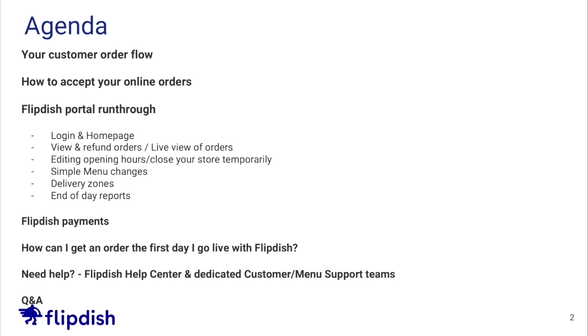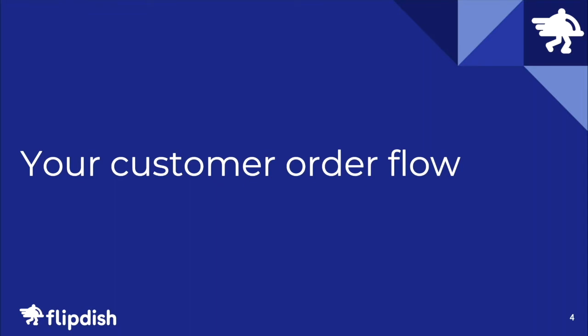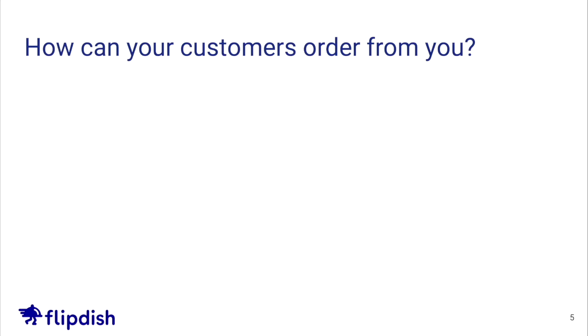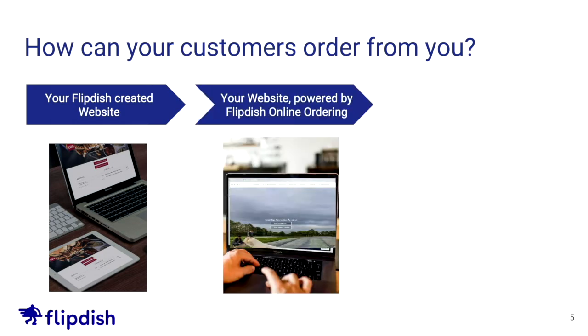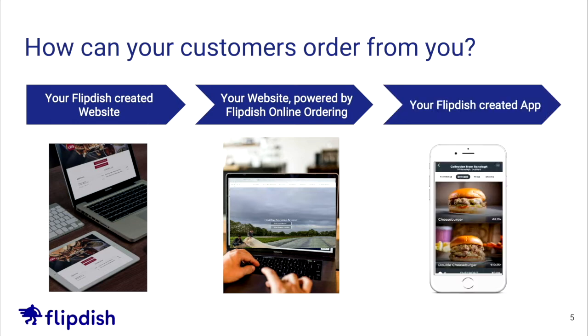So let's get started. First, let's look at how your customers will be ordering through your Powered by Flipdish platform. There are 3 ways that your customers can order. Number 1, we have built you a website. Number 2, you already have your own website and you've added an online order option which is powered by Flipdish. Number 3, we have built you an app. For most of our customers, they would have a combination of both a website and an app, as that gives your customers choice on how they wish to order.